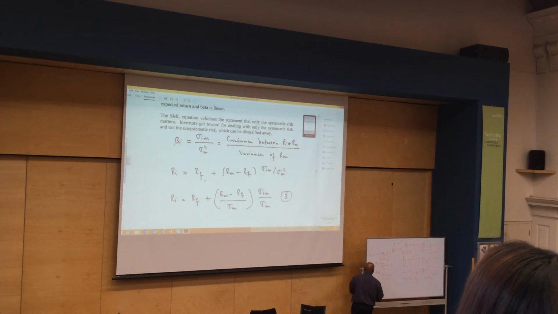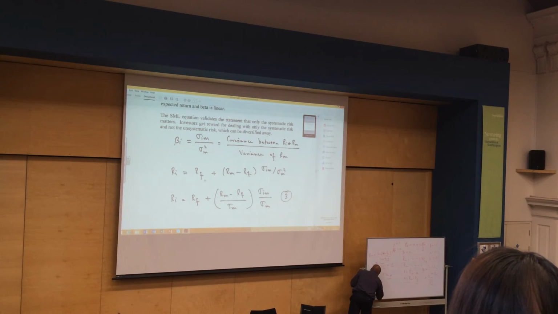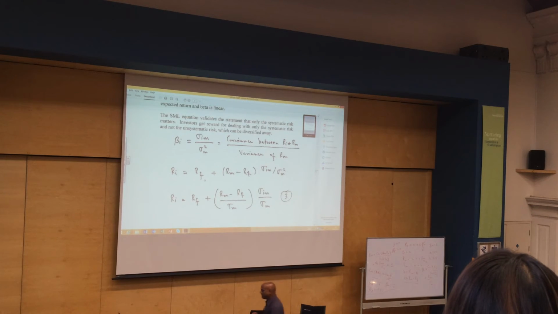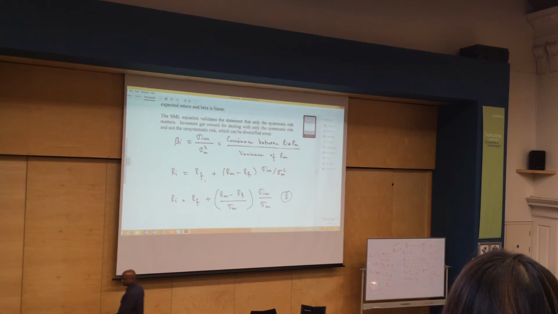Now, suppose the beta of A is equal to 1.5. Beta of B is equal to 0.5. Beta of the market portfolio is 1. Can you tell me about this? What is the relationship here? What's going on here?